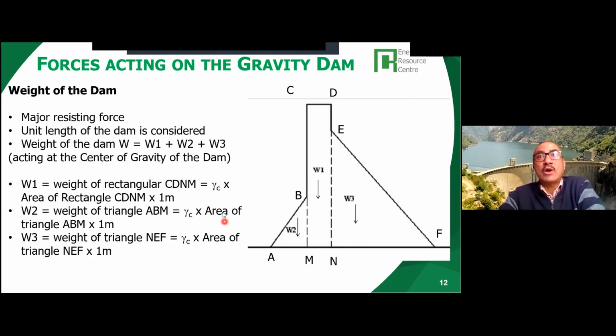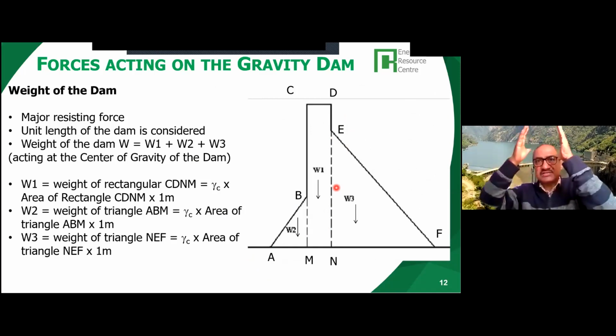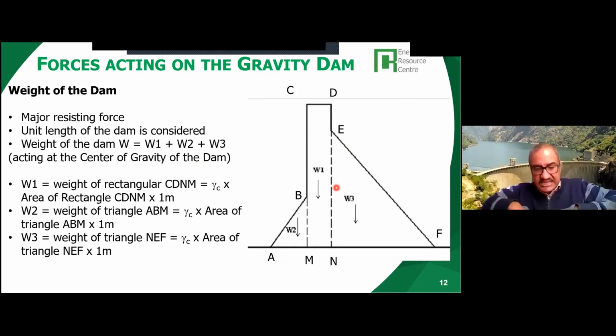Now, how is the weight of the dam calculated? This is the cross section. The weight of the dam is the major resisting force. All other forces act horizontally or vertically upward, while the weight acts vertically downward. So it is trying to counteract all the loads acting on the dam.